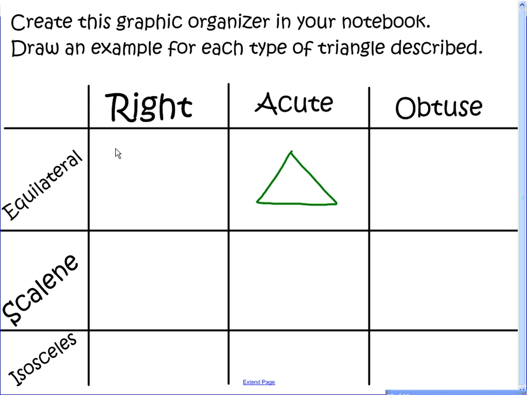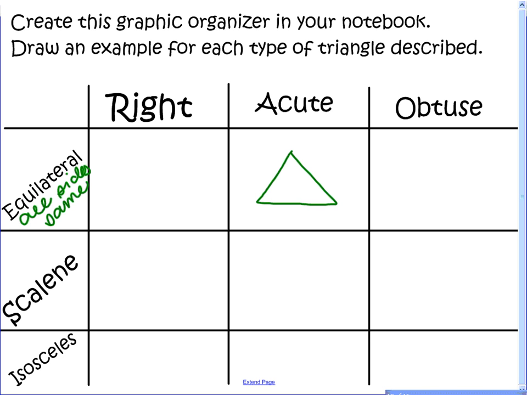So if you say there's an equilateral triangle, it's most likely going to have acute angles. Yes. Equilateral triangles will always have acute angles.